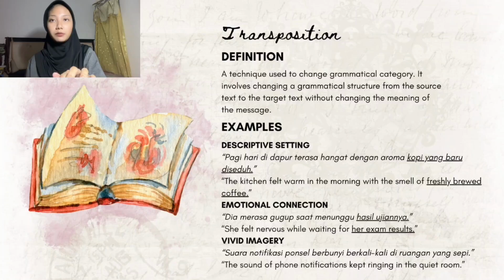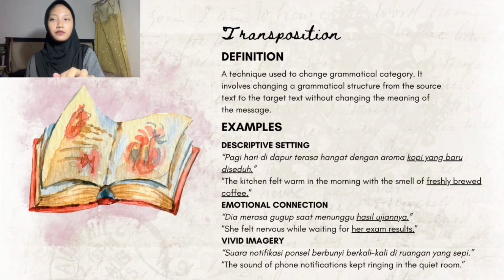The second example is emotional connection. For example, in Indonesian, we said, dia merasa gugup saat menunggu hasil ujiannya. In English, we said, she felt nervous while waiting for her exam results. The phrase hasil ujiannya becomes her exam results. In Indonesian, it is all noun. In English, it is also noun, but the difference is in the word order. So, even if the category looks similar, the structure is still adjusted to fit English grammar.